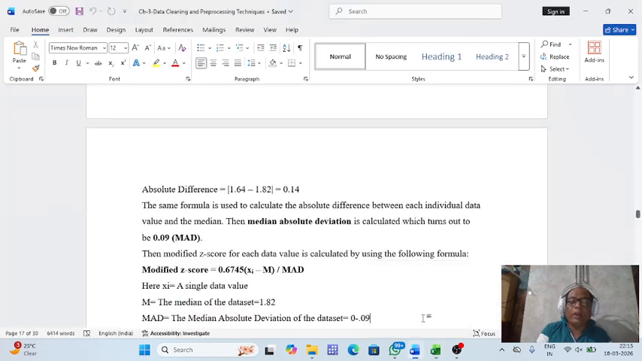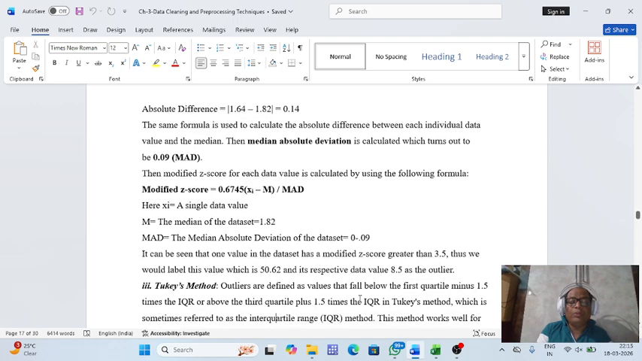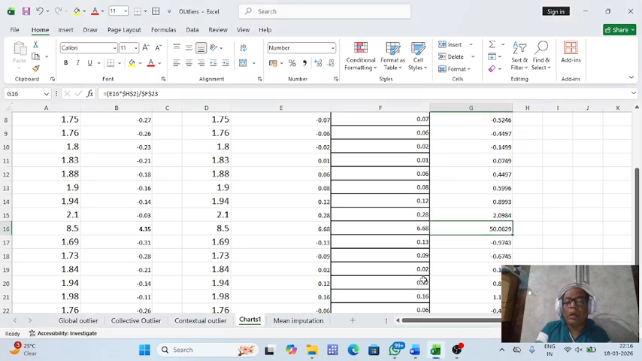And if you see the guidelines, or the rule, the modified z score value should be lesser than 3.5. If the value is more than 3.5, then it will be treated as an outlier, and for our value of 8.5 meters, we're getting a modified z score value of 50.62. So this is a clear-cut outlier. This is how you calculate, or recognize, the outlier.